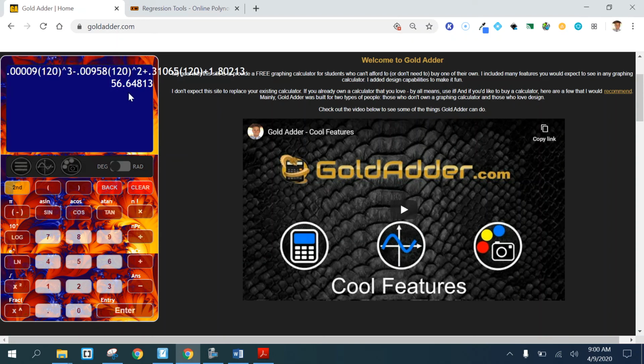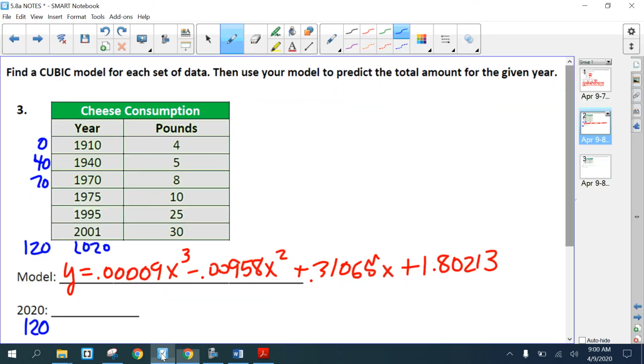56.6, okay? 56.6 is going to be our answer in the year 2020. So notice the units, we're talking pounds. 56.6 would make sense if you think about it. If we were at 4, then 5, then 8, then 2, okay, 56.6 would probably be a valid result. 56.6 pounds.